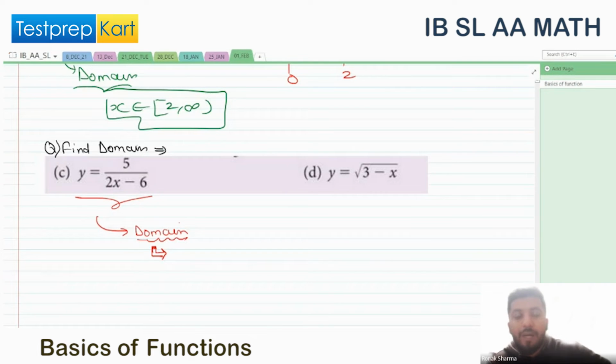Now, in part C, is 5 creating any problem to the function? Tell me yes or no. It is simply sitting in the numerator. What can it do to the function? Nothing. A function can have some problem if some condition occurs such that its value gets hampered. Let's say if the denominator becomes 0, or if inside the square root it becomes negative, these are the drastic conditions, very typical conditions for which my function can become not defined. 5 is a very small number. Even if I put 5 million there, it is not going to cause any problem.